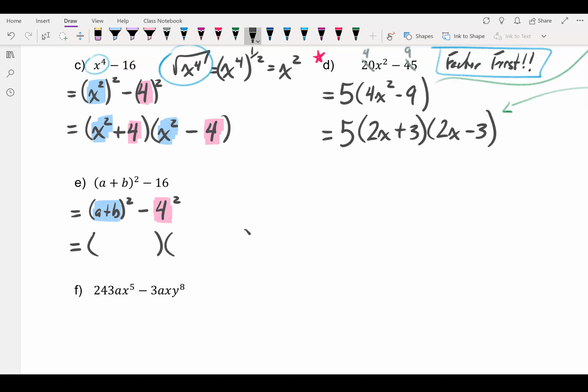Set up the two brackets. Put your first term in first, a plus b, a plus b.